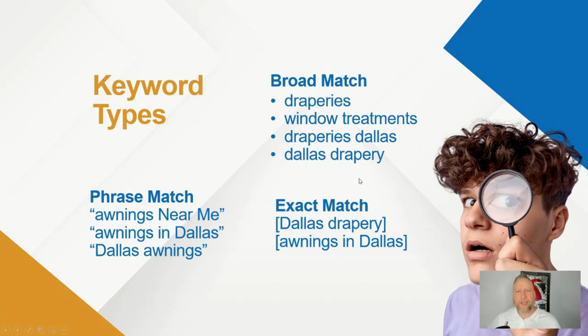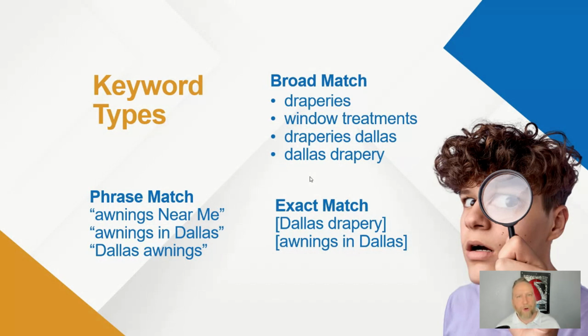The third one is exact match. Now, in the world of exact match, your ads would only show when they typed this exact thing in, nothing before, nothing after. So if somebody went to Google and typed in Dallas drapery, your ad would show. If they say Dallas drapery near me, your ad would not show. So exact match and phrase match are the best ways to go about this. And for the most part, as you dial this in, exact match really is probably the only one you'll need.